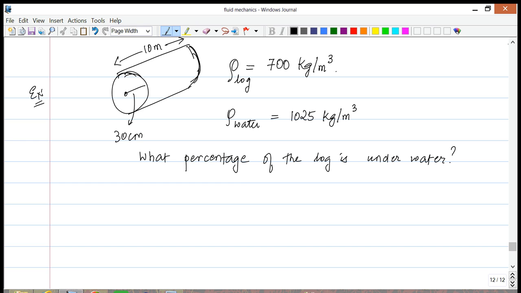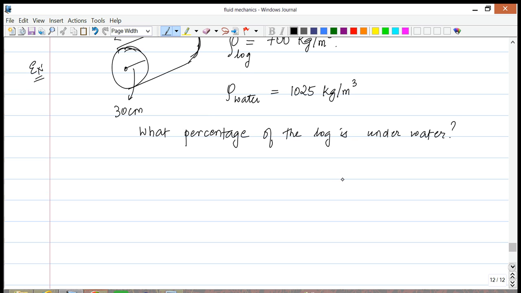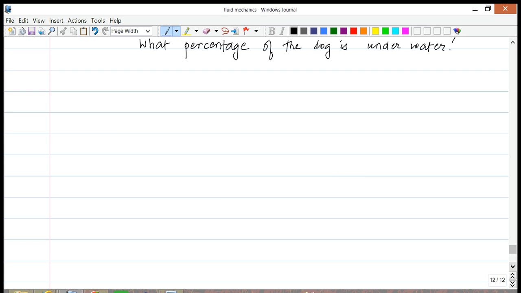Again, we'll go back to the concept of densities. This log is made up of one material. Its density is 700. The density of the fluid is 1025. So from your past knowledge, you know that the log is not going to be completely submerged. It's going to float in water. Let's look at what happens when something floats or sinks, provided it's made up of one material.